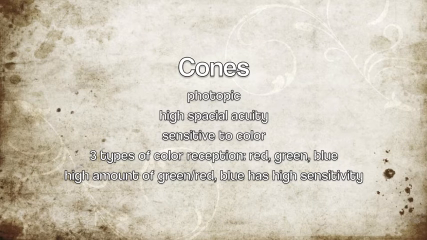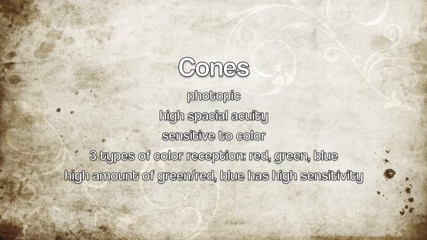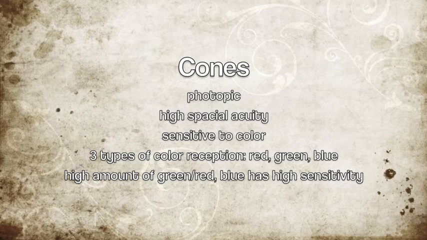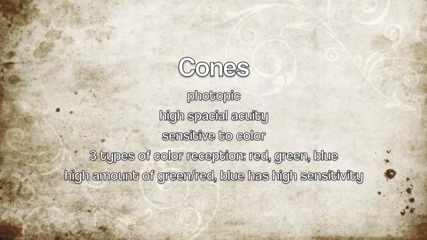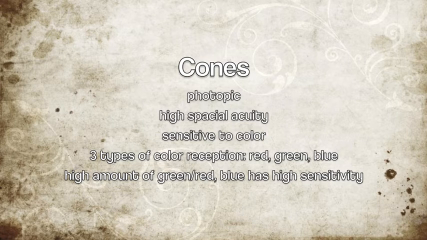Cones are a bit more special than rods because they are split up into three subtypes of color reception. The three types are red, which are long wavelengths, blue, short wavelengths, and green, medium wavelength, color-sensitive cones. Most of the green and red cones are located in the fovea centralis, but the blue cones are located outside of it. Despite the fact that the red and green cones highly outnumber the amount of blue cones, the blue cones have a very high sensitivity, so they all balance out.